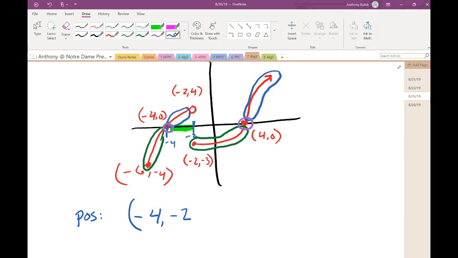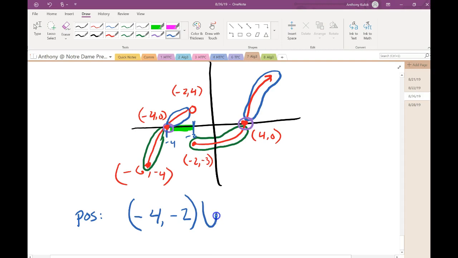The negative 2, parenthesis or bracket? Parenthesis. Why? Well, no, that point is here, right? But parenthesis is the correct answer, but why? Because it's an open circle, which means that that point is not included. So there I use the parenthesis because it was an open circle, indicating that point is not included.